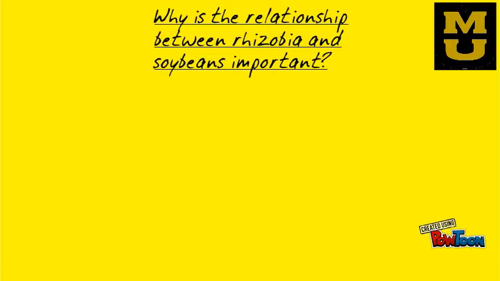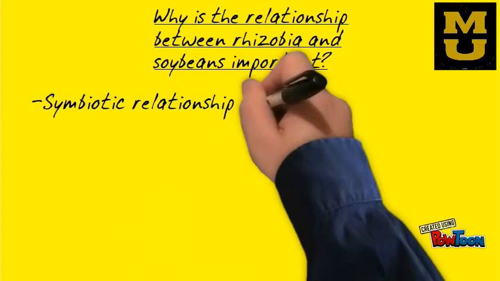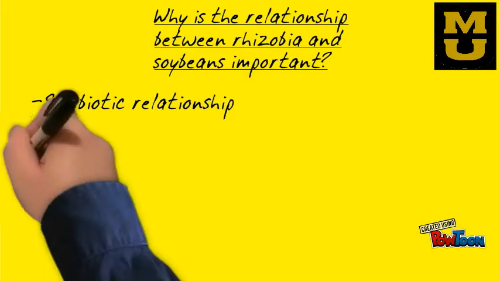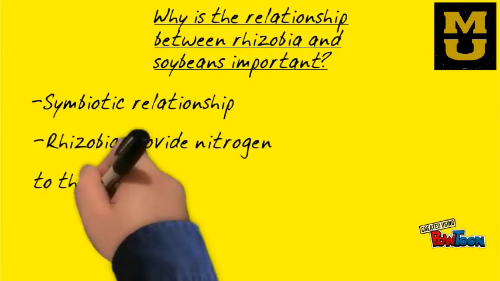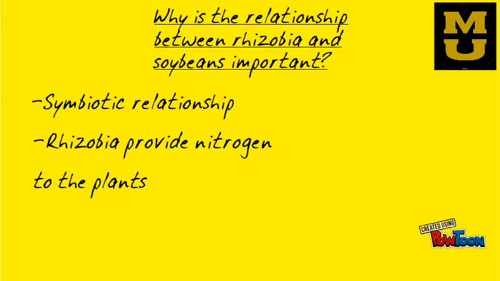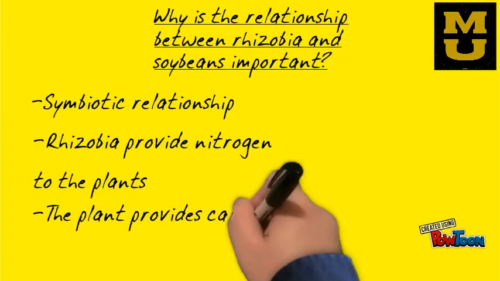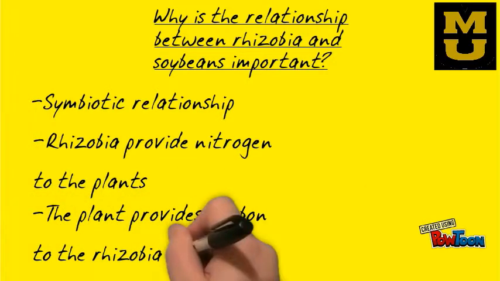Why is the relationship between rhizobia and soybeans important? As I said earlier, there is a symbiotic relationship between the rhizobia and soybean plants. The rhizobia provide nitrogen in an available form to the plant, and in return, the plant provides carbon to the rhizobia.